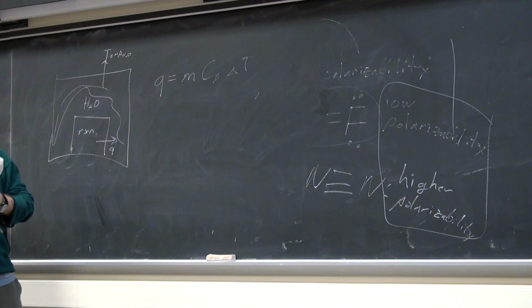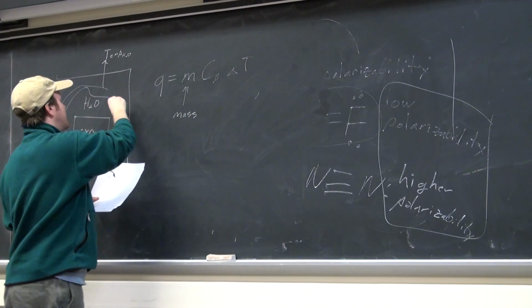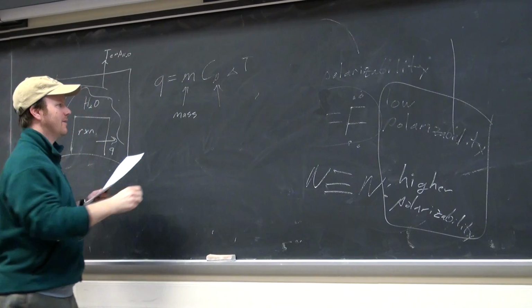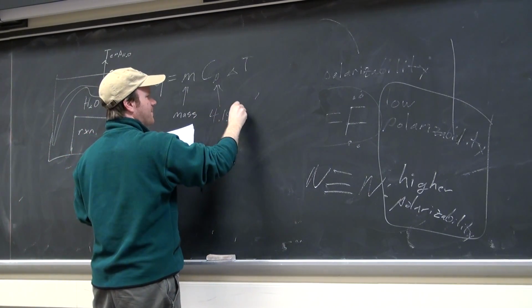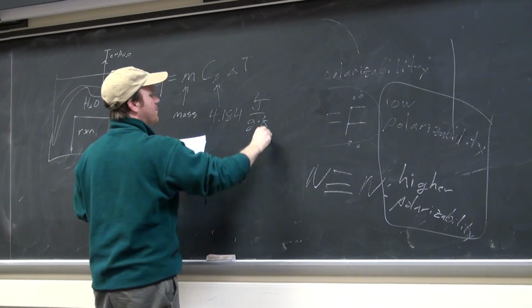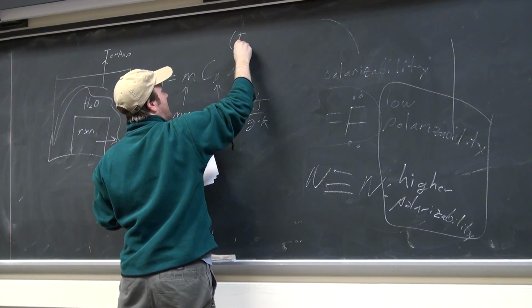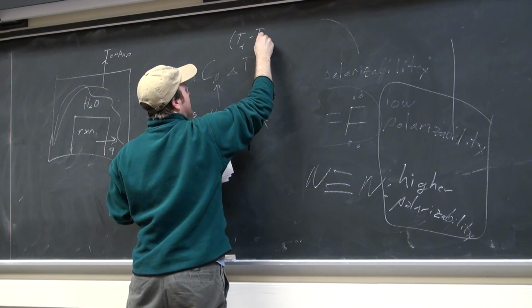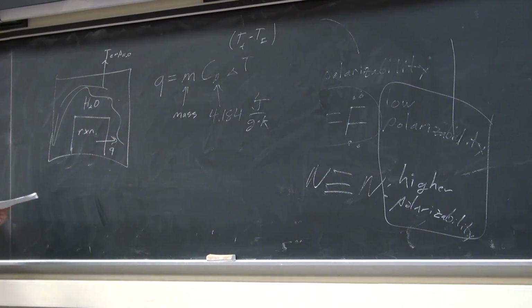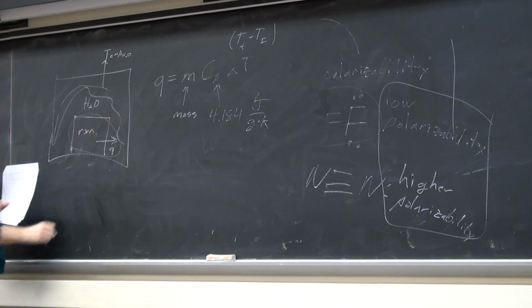What does that mean? Mass. So I need to know how much water is in here. Cp is what for water? 4.184, joules per gram per K, or per C. And delta T is T final minus T initial, or T initial minus T final. It depends what's happening. But this allows me to figure out how much heat is released from this thing.